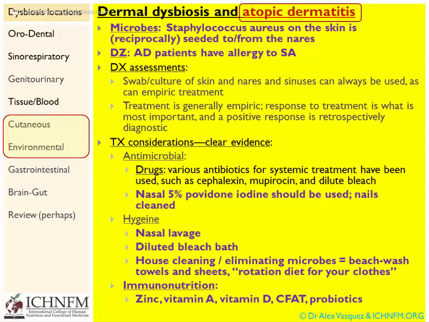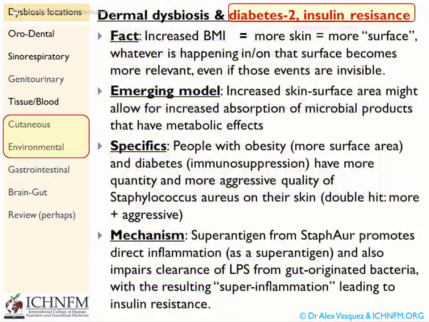Now let's stay on the topic of dermal dysbiosis and see if we can apply this information to type 2 diabetes and insulin resistance. So what I'm going to do here is just go through a stepwise process, of course. We're going to look at facts. We're going to look at an emerging model. We're going to look at some specifics. We're going to look at the mechanism, and then I'll show you, again, some of the research that we've looked at before.